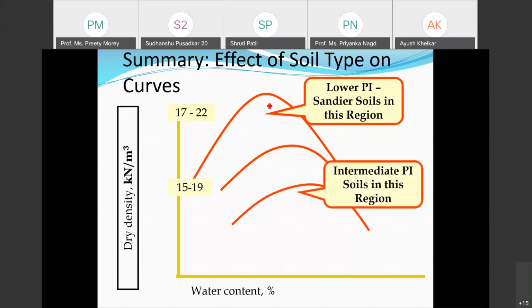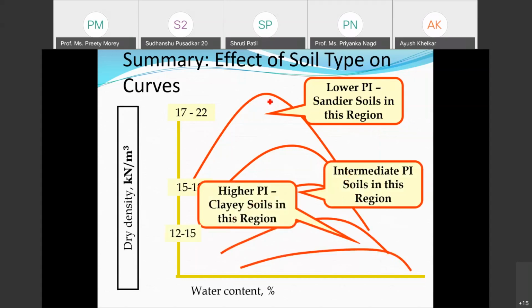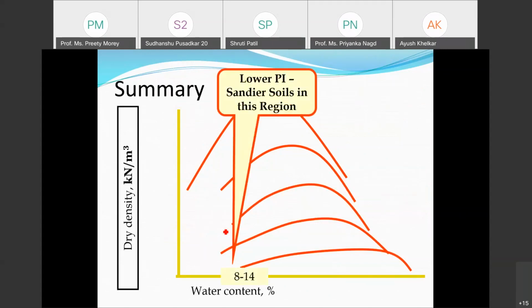For intermediate plasticity index soil, we get MDD as 15 to 19, and for higher plasticity index, the clay soils, we get MDD as 12 to 15. So depending on sand, intermediate soil or clay soils, we get different densities. Earlier we saw the MDD. Now for OMC, when we have a coarse grained soil, we get the optimum moisture content very low. When we have clay soils, we get the optimum moisture content on the higher side.